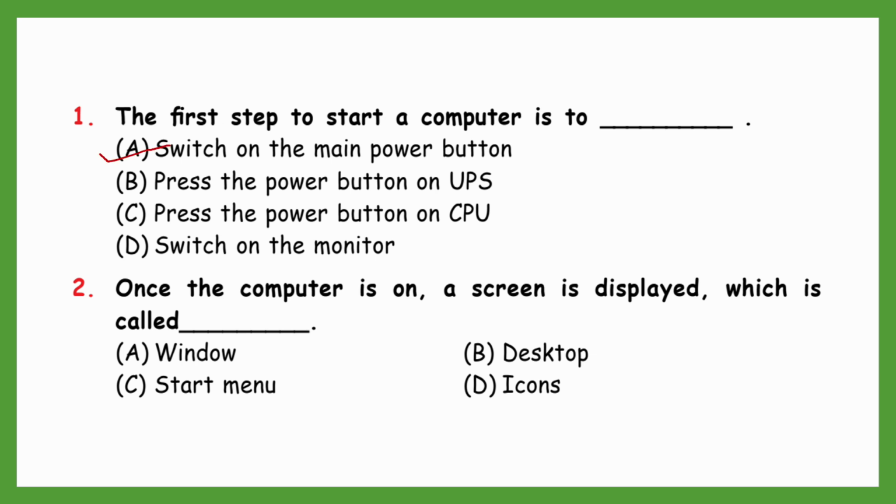The next one. Once the computer is on, a screen is displayed which is called dash. Option A window, option B desktop, option C start menu, option D icons. So that screen is called a desktop. The correct answer is option B. The screen with icons, taskbar and start button is called a desktop.